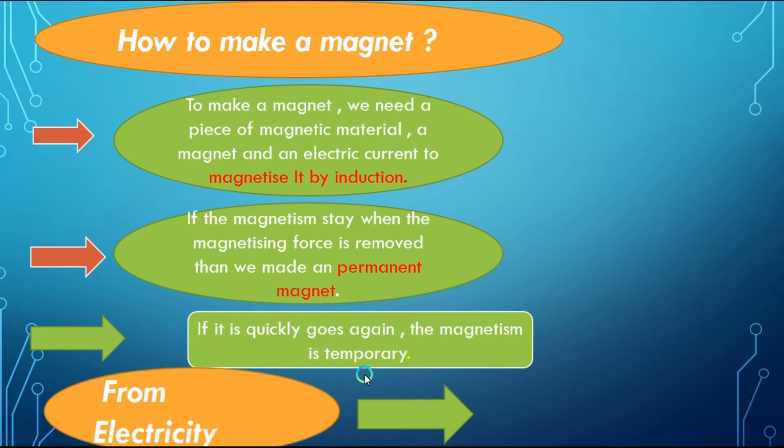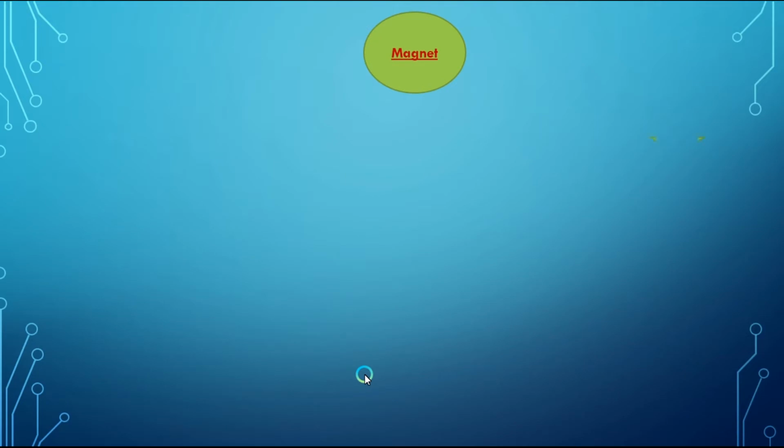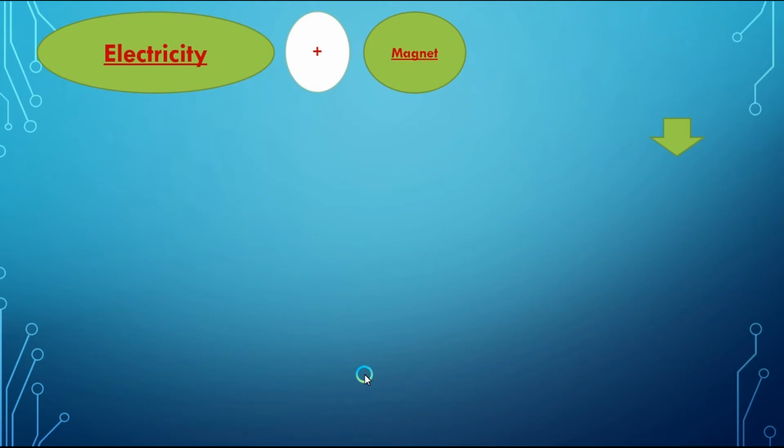Look how we can make a magnet. Actually, from electricity we can make a magnet. You know that? Yes, from electricity we can make a magnet. How is that? Look, electricity plus a magnet, we can make what? An electromagnet.